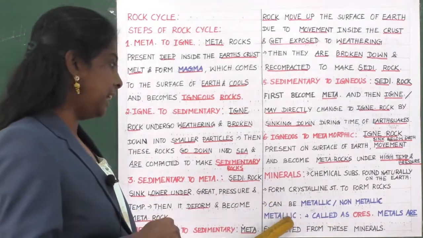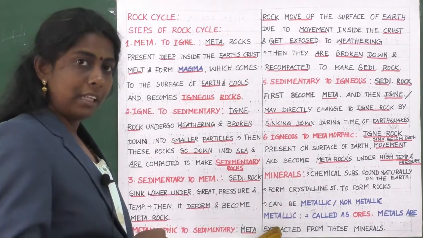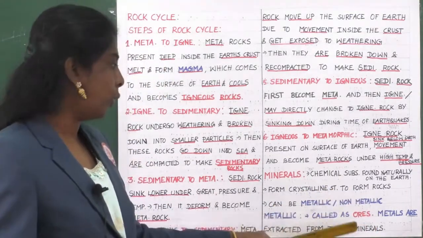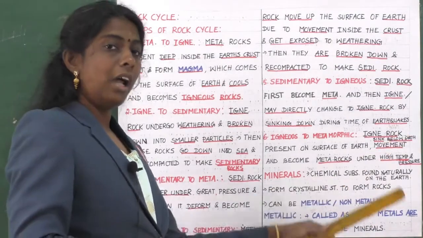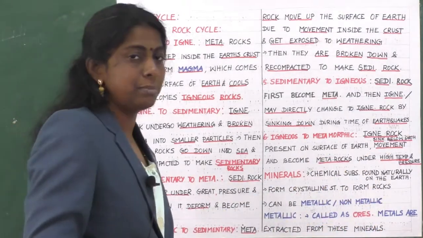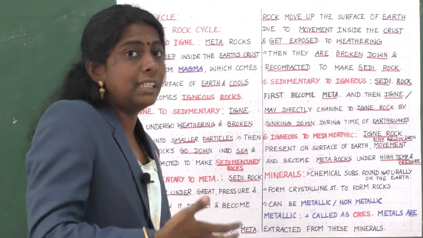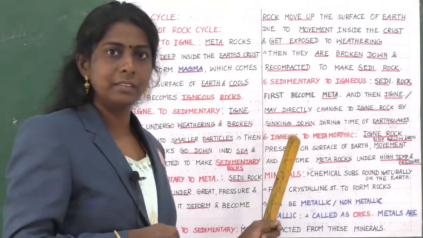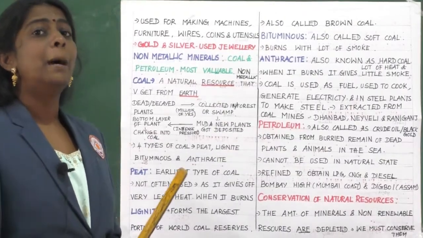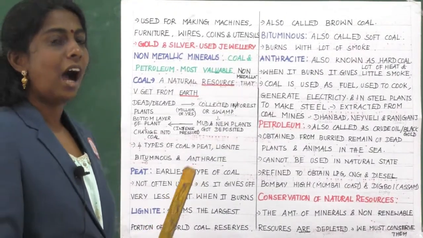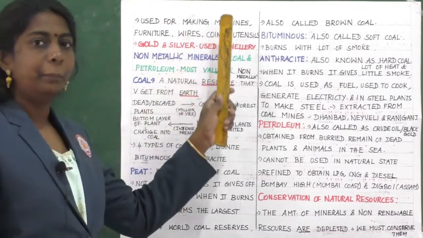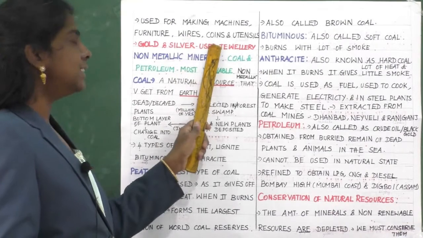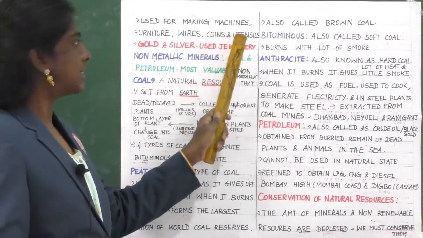What do you mean by metallic minerals? So, metallic minerals are called ores. Metals are extracted from these minerals. So, we are getting metals only from these metallic minerals. Clear, children? Yes, children. Now, metallic minerals are used for making machines, furniture, wires, coins and utensils.